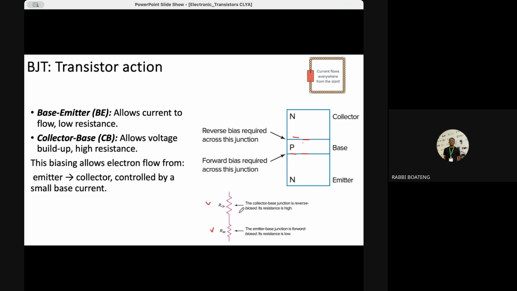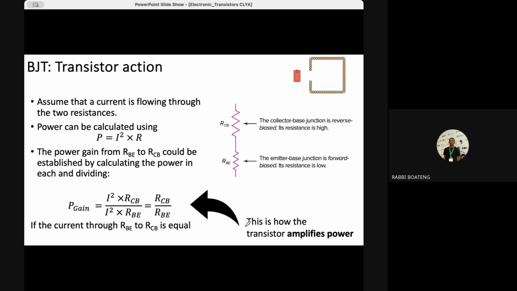Now let's look at something. We expect that resistor B, that is the second resistor, should have a higher resistance in there, and resistor A should have a very low resistance in there. Is that okay? And if that is the case, we can actually have something we call the power gain.